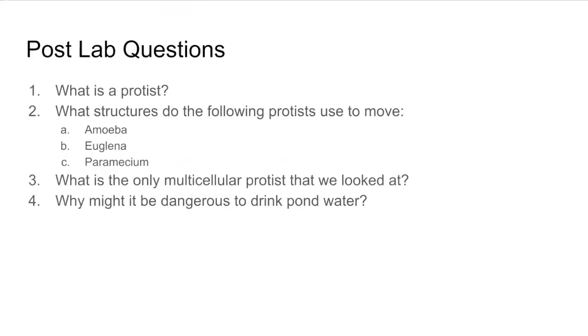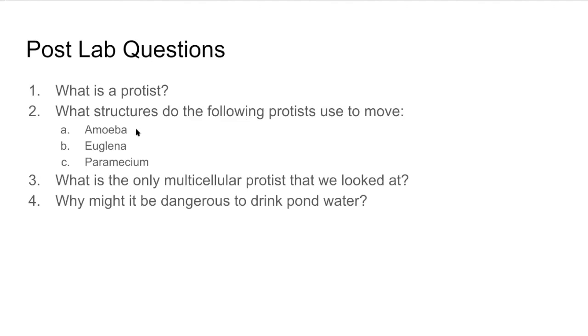So we have a few post-lab questions here. What is a protist? And keep in mind that protists are eukaryotes. They have a nucleus, but these organisms do not fall into the other 3 kingdoms of eukarya. They may have characteristics that might put them in 1 or more groups, so they get their own group called protista. The structures that these protists are going to use to move, the amoeba use the pseudopods, the extensions of those cytoplasms.